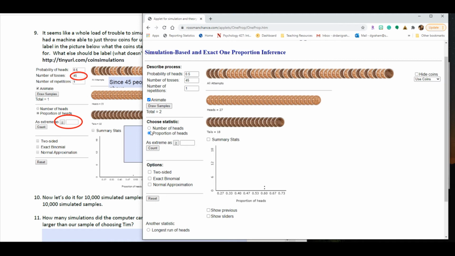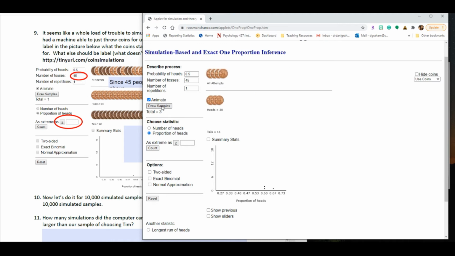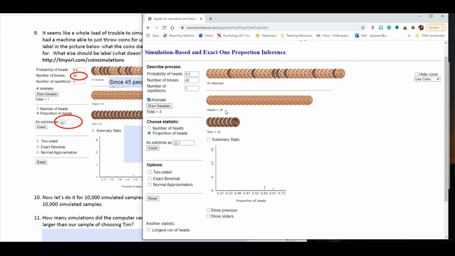I'm going to do one more just because I really don't think it's going to come out 27 and 18 again. Okay, this time it came out really extreme this time. Interesting. So it's still counting. And if we turn off the animate, it'll just flip them all at once and we don't have to watch and wait for it to do all the counting. But this time it looks like we're going to get 30 heads and 15 tails. And again, if we just flip coins at randomly, this could totally happen.